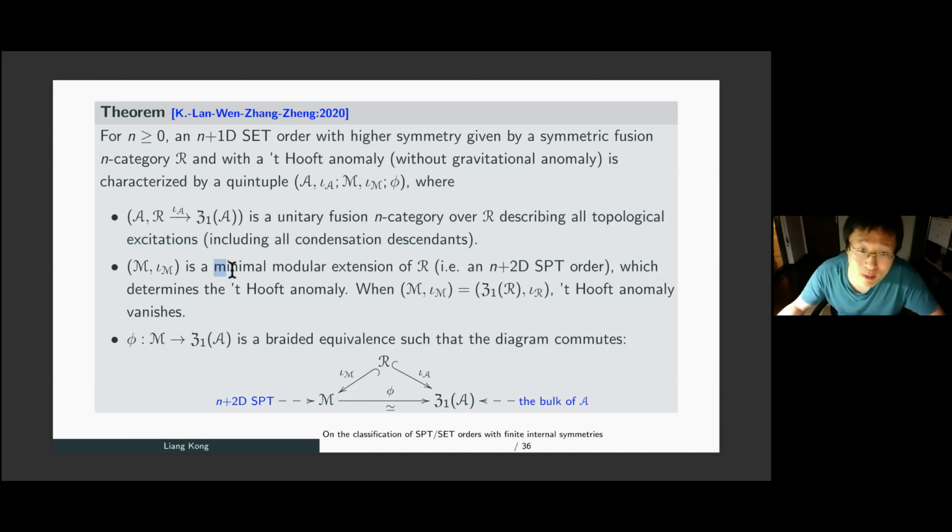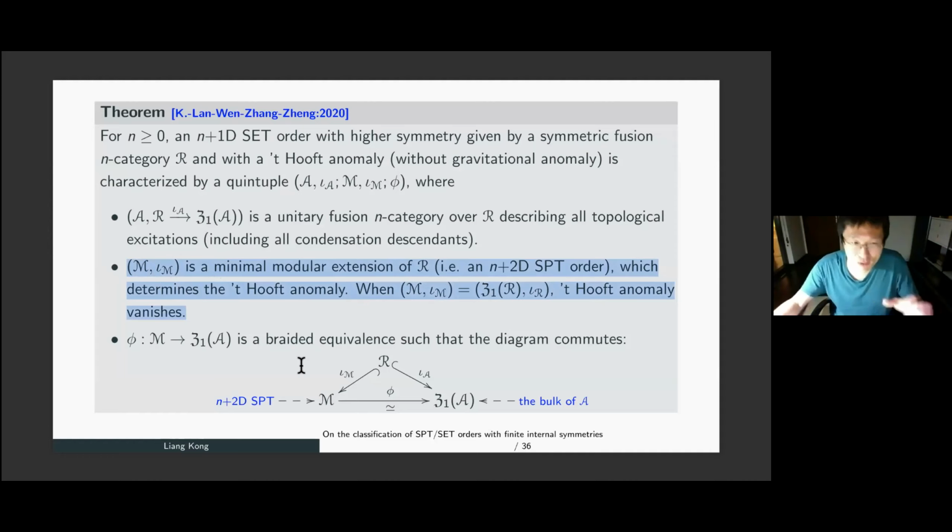Then M is the minimum modular extension of R. That means it is an n+2D SPT order. It could be non-trivial, which determines the 't Hooft anomaly. Remember that the Drinfeld center of the symmetry category is the canonical minimum modular extension, which describes the trivial SPT. If M is equal to the trivial one, then the 't Hooft anomaly vanishes. This describes the one-dimension-higher thing.